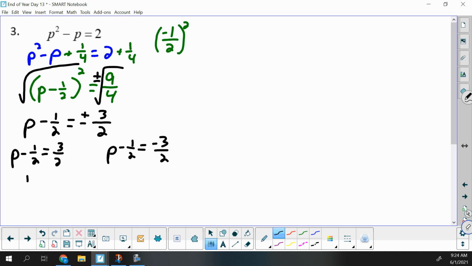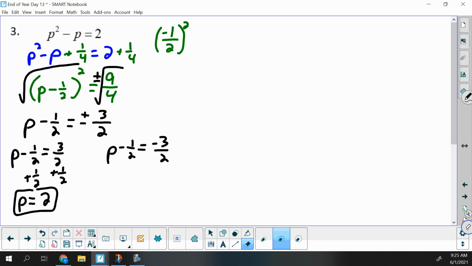Get p by itself by adding the 1/2 over. And you could type this in your calculator if you weren't sure of it, but 3/2 and 1/2 gives us 4/2. 4/2 is just the same as, oops, not 4, but 2. So that's one answer. If we add the 1/2 here, again, you could type it in your calculator if you wanted, but negative 3/2 plus 1/2 gives us negative 2/2. Negative 2/2 is just the same as negative 1.